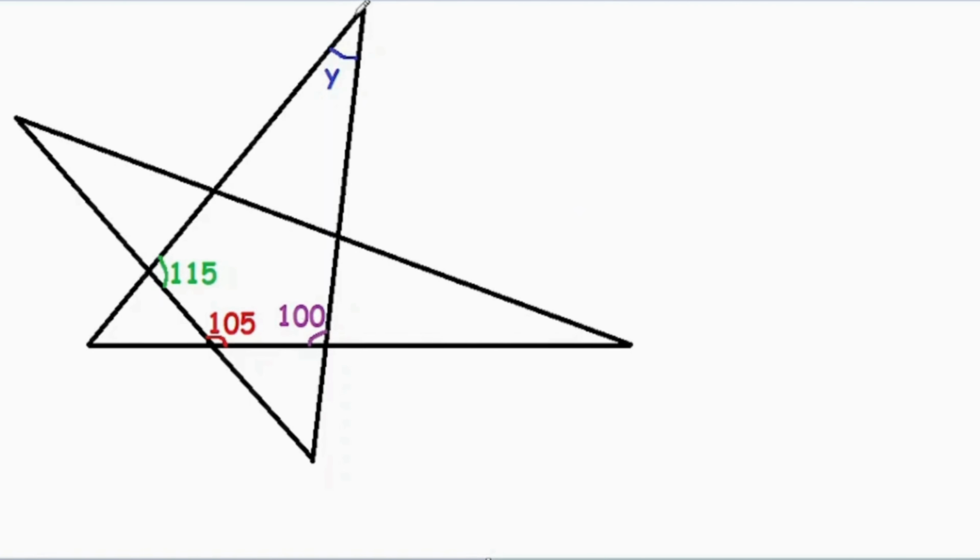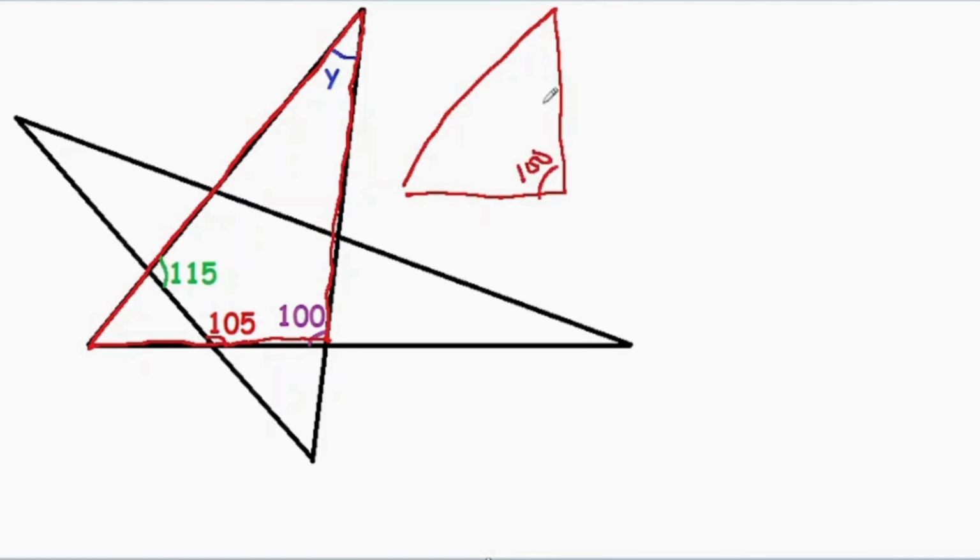Let's trace out this triangle containing our y. Just follow my red ink. Here we go. We have it now. Then up we go. Now considering this red triangle, you have something like this. You have 100 here, you have y here, and let's label this place A.